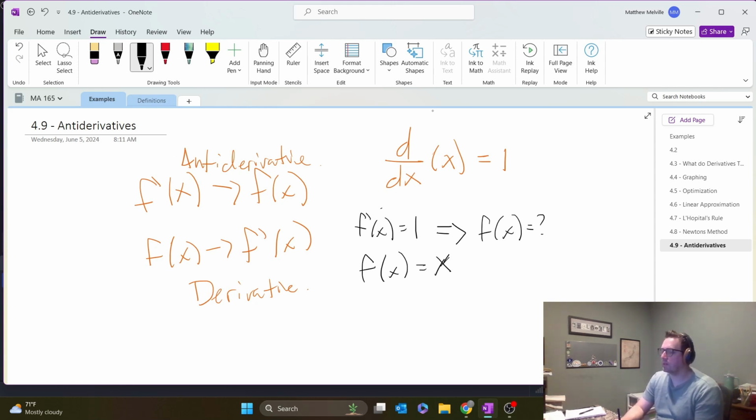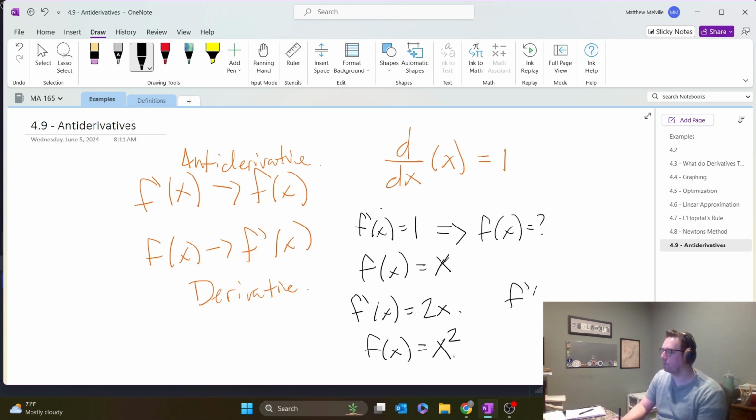Same thing if I say, okay, well, what about if f prime of x equals 2x? Well, I've seen this so many times after taking the derivative. I can say, well, f of x then is going to be equal to x squared. Because I know if I take the derivative of this, the 2 pops down in front and then the 1 stays there, right? So like, oh, that makes sense.